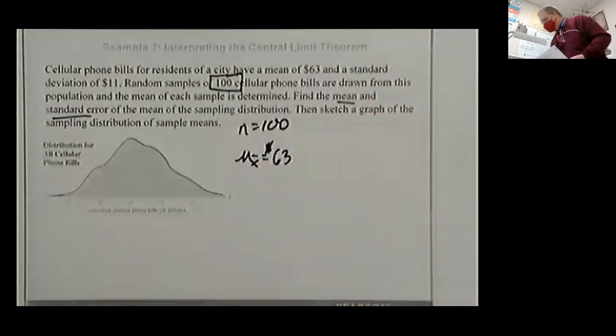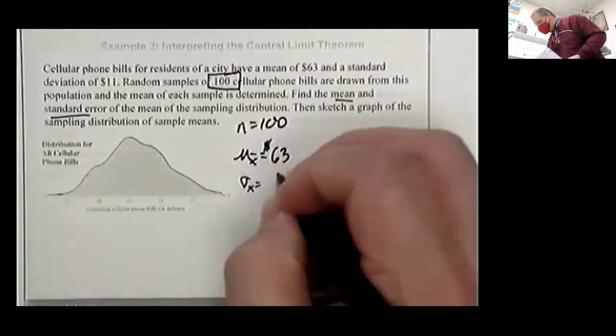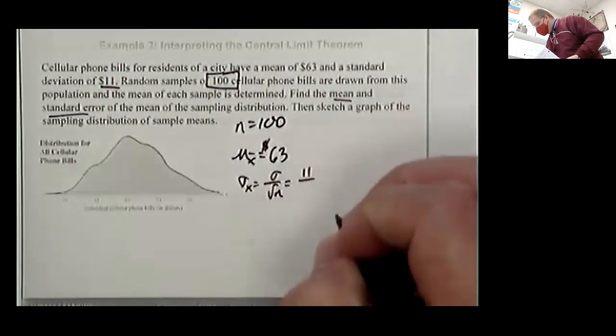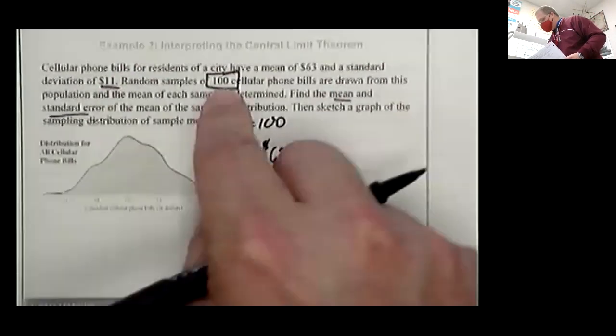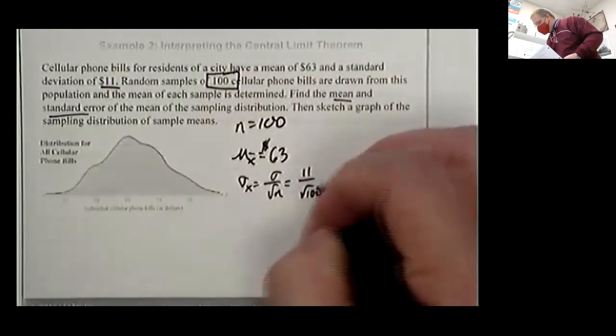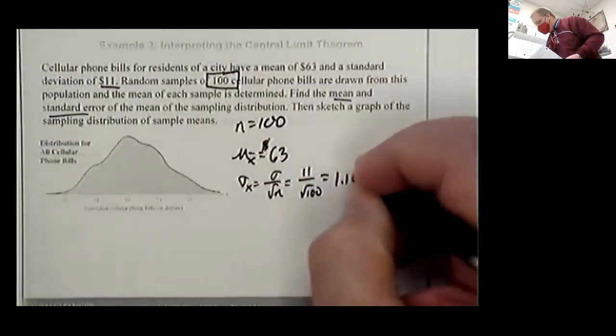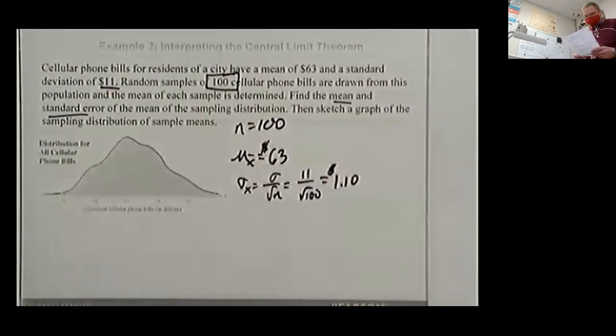Then we want to find the standard error of the mean. That's sigma over square root of n. That is, there's the standard deviation of 11 divided by how many are we picking? We're picking 100. So 11 divided by the square root of 100, and that's $1.10.